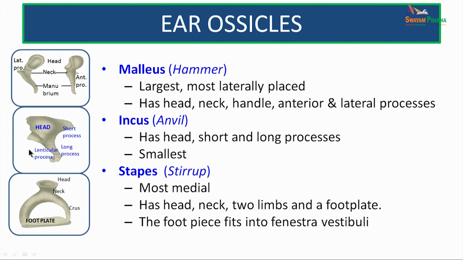This is the incus, which is anvil shaped, which has a head and a short and long process. This is the smallest amongst the 3 ear ossicles. The third one is the stapes, which looks more like a stirrup, having a head, a neck, 2 crura and a foot plate. This foot plate fits into the fenestra vestibuli.